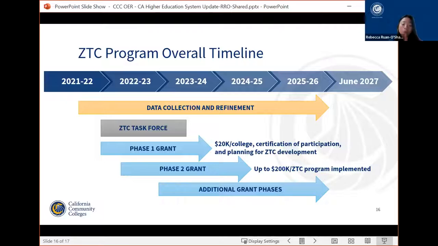And I also want to mention the ZTC task force is a time-limited task force, because it has a clear charter and clear goals, and it will sunset when the recommendations are done. And then there will be additional, potential implementation and a participatory governance structure in place to make sure that we're implementing these strategies with fidelity. Next slide, please.